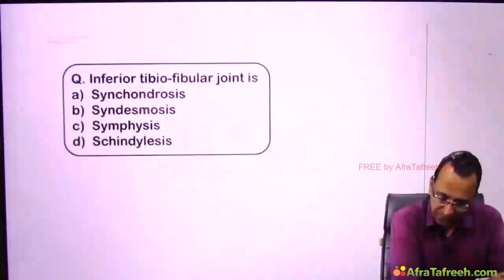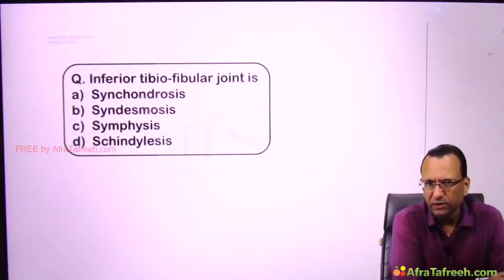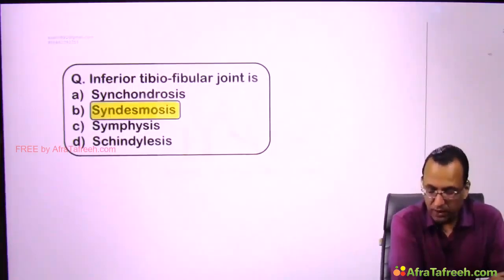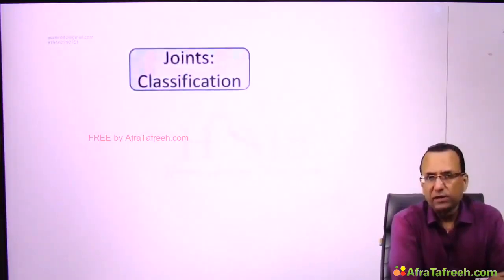What is the answer to the inferior tibiofibular? Slightly mobile joint? Yes. Fibrous joint? Yes. Syndesmosis? Yes, syndesmosis. That is the answer. Now, when we move further, you will be classifying the joints.